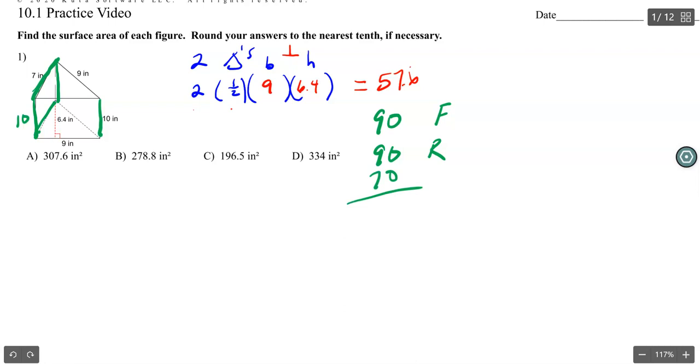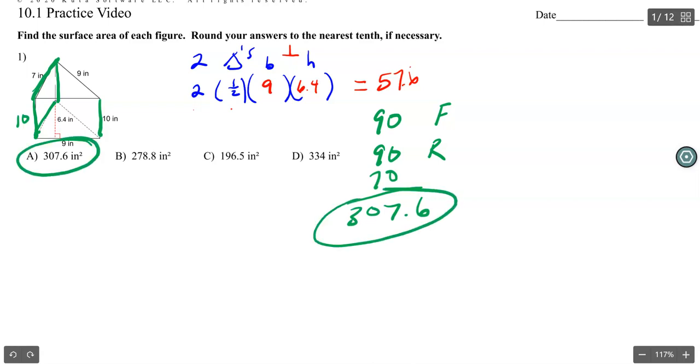All right, so I do my grand total here, add these up. I'll just do this by hand. 0.6, bring the 7 down. It's 14, 23. Looks like 307.6. So the correct answer for number 1 is A.